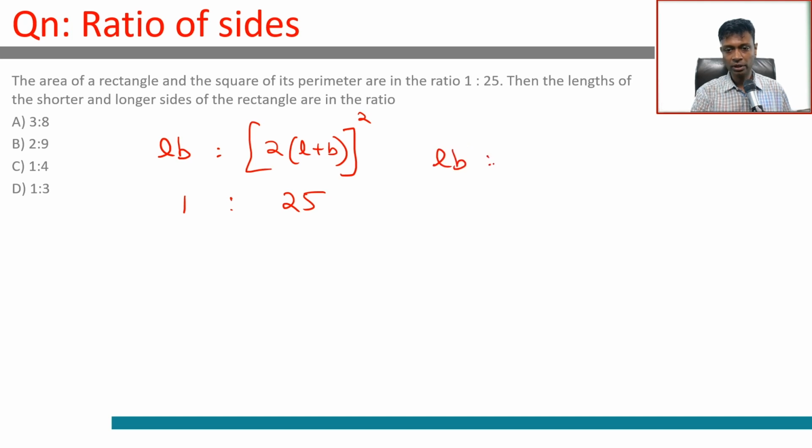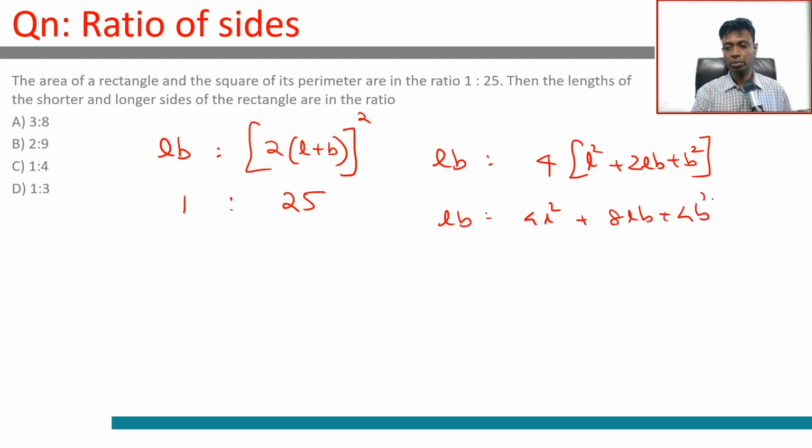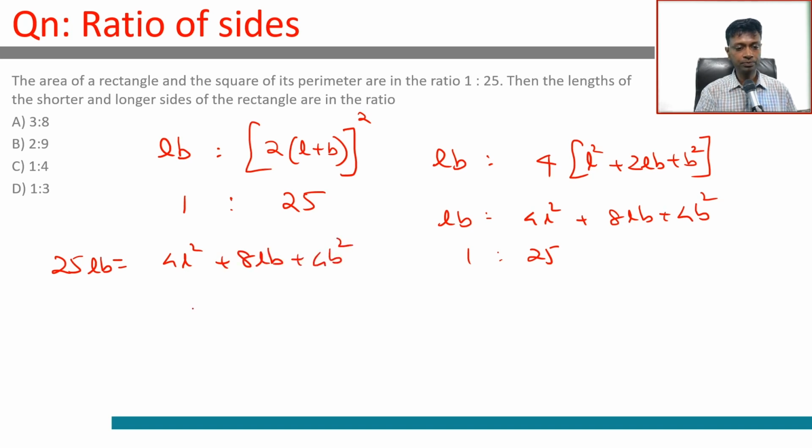And so L into B is to 4 times L square plus 2LB plus B square, which is 1:25, or LB is to 4L square plus 8LB plus 4B square is 1:25. Or 25 LB equals 4L square plus 8 LB plus 4B square. So 4L square minus 17 LB plus 4B square is 0. This can be split as 16 and 1, because we're going to get a ratio of 1:4.